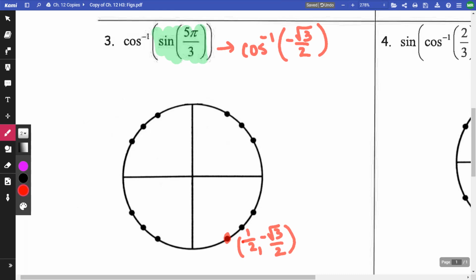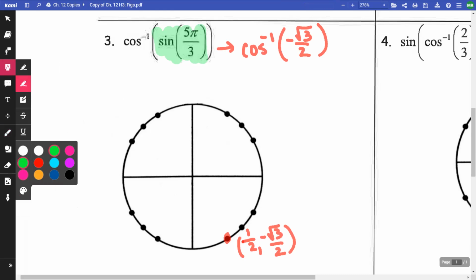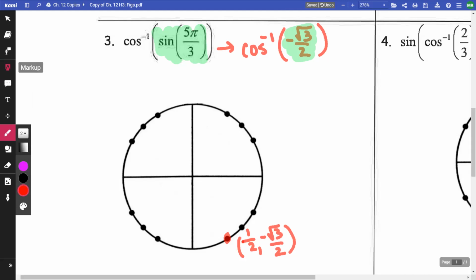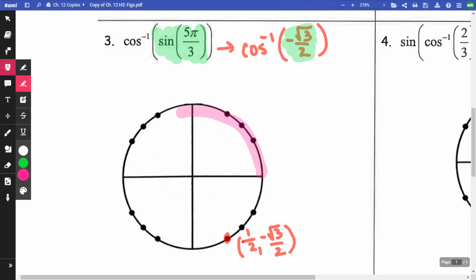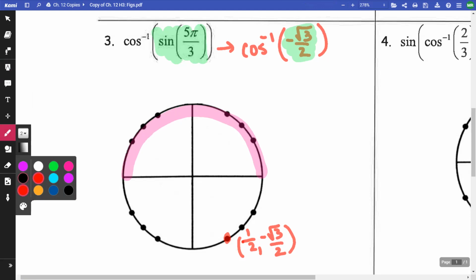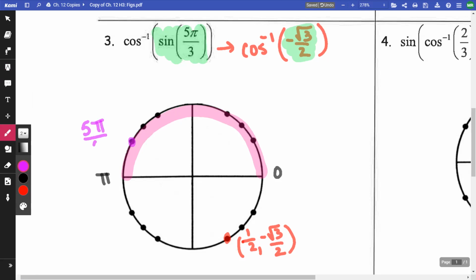So I am going to now do cosine. Let me just have you understand that is the same as sine of 5 pi thirds. Now they're asking us to find cosine inverse of that. And cosine inverse goes from here to here, from 0 to pi. My cosine being a negative root 3 halves is going to be right here, which is at 5 pi 6. And that is going to be our final answer.